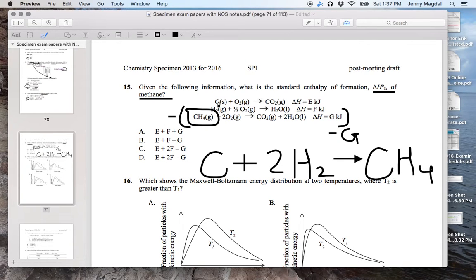I've got the one carbon there, that's good. I've got some oxygens though and carbon dioxides that I'm going to have to figure out a way to get rid of. Luckily I've got them in other equations as well. And here I've got just one hydrogen, so that means I'm going to have to multiply this equation by 2. So I'm going to have 2 F's.